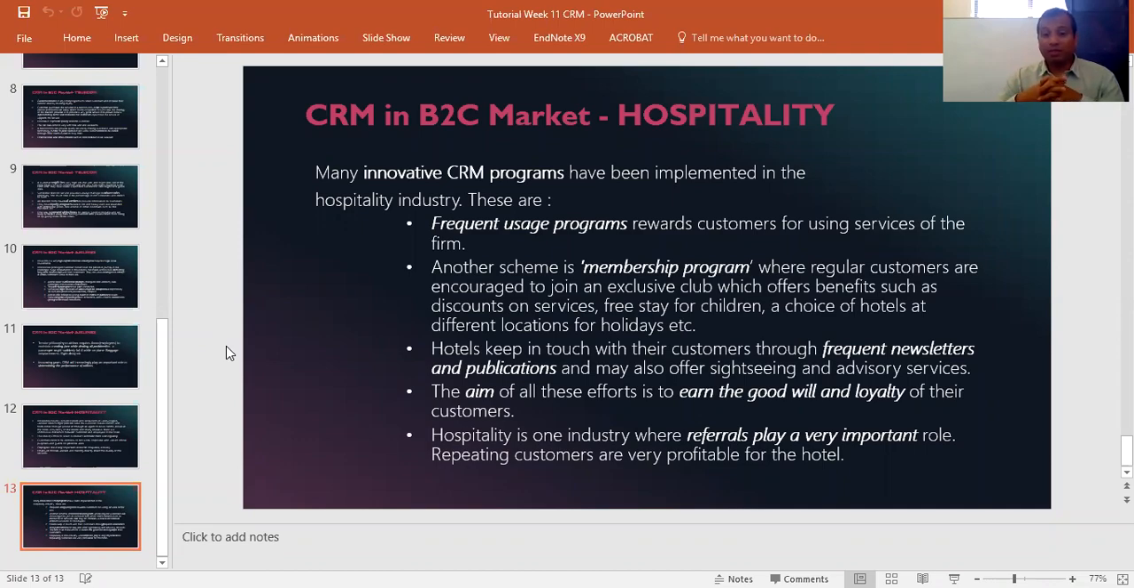Hotels keep in touch with their customers through frequent newsletters and publications, and also offer sightseeing and advisory services. We all know that the aim of all these efforts is to earn the goodwill and loyalty of the customer. And hospitality is one of the industries where referral plays a very important role. Repeating customers are very profitable to the firm. A satisfied customer will tell 5 to 6 people about the good things. So spreading word of mouth is another important factor which plays a very important role in the hospitality sector.